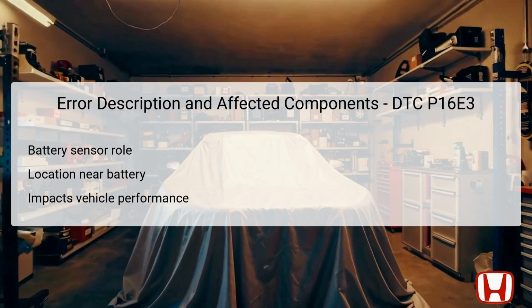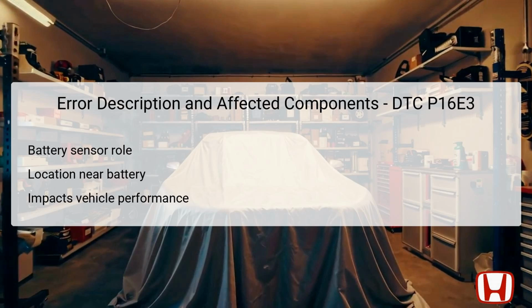The error DTC P16E3 indicates a failure in the Local Interconnect Network, or LIN communication, regarding the battery sensor. This specific sensor is responsible for relaying important information about the battery's status to the Engine Control Unit, or ECU. The ECU utilizes this data to manage the vehicle's electrical system effectively. Located on the battery's negative terminal, the battery sensor is essential for ensuring the battery is charged correctly and is delivering the right amount of power to the vehicle's electrical components.